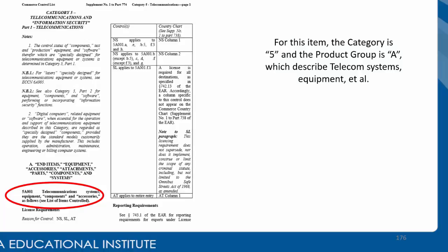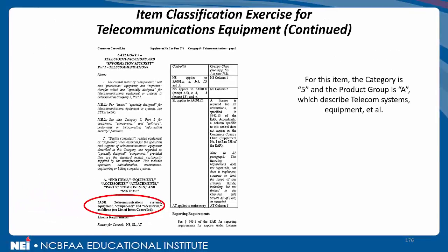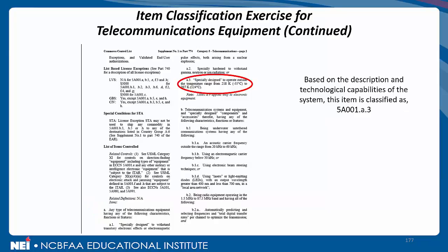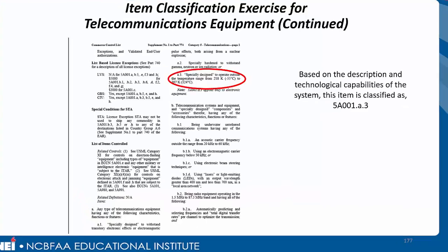Some further detail on reasons for control. You'll note, for example, NS applies to 5A001.A and some others. National security applies to 5A001.B. Surreptitious listening goes on for a rather substantial listing there. But for now, as we stated, we're classifying the product. So we'll come back to that later on. Let's move on and see some further detail as it relates to classification.